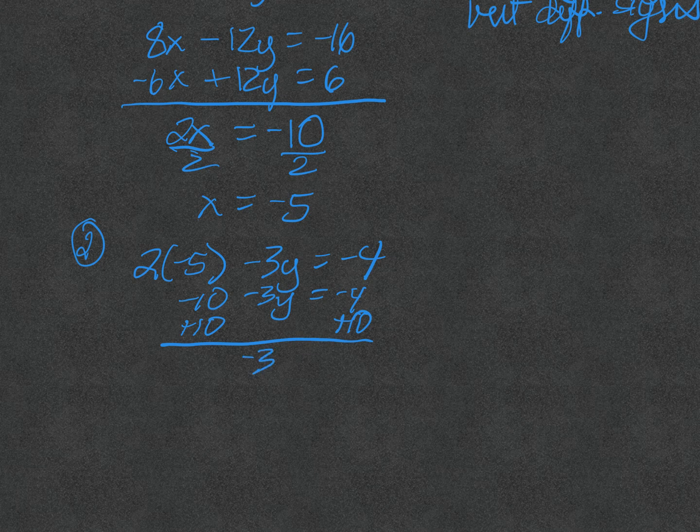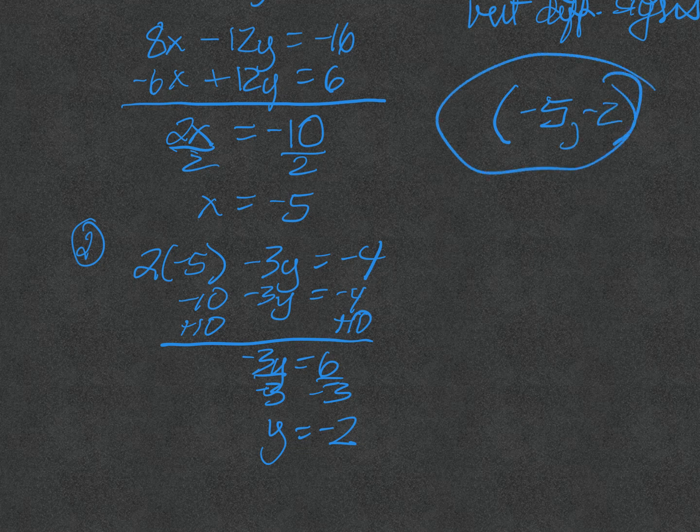I get negative 3y equals 6. And then I divide both sides by negative 3. And I get y equals negative 2. And so my solution is negative 5 for x, negative 2 for y. That's my answer.